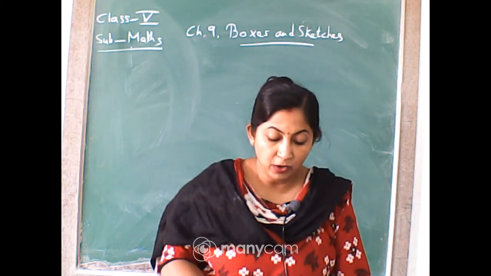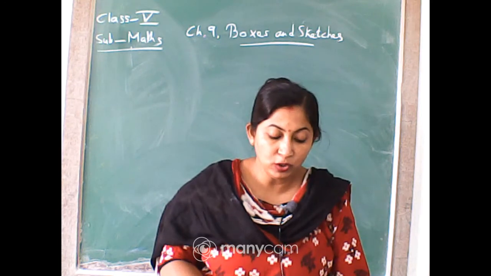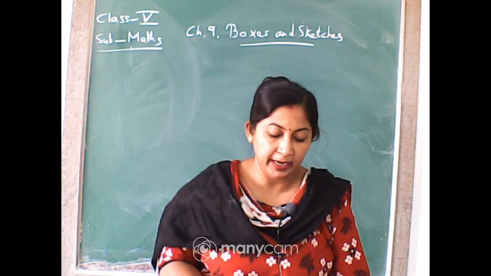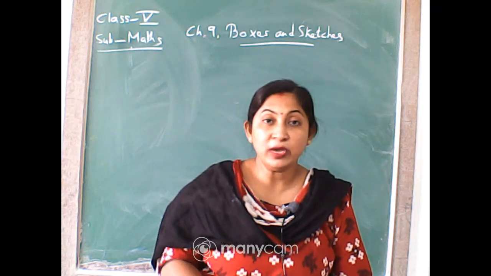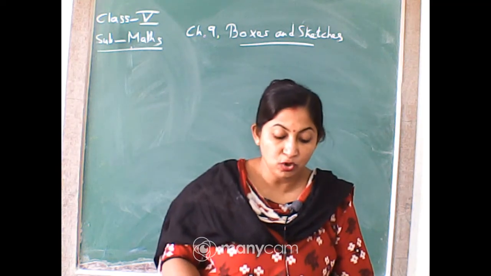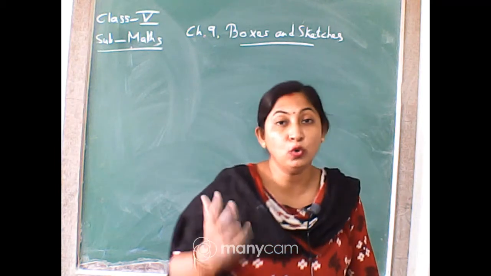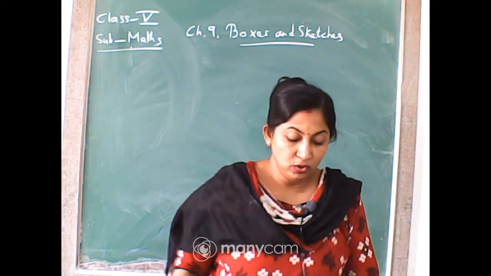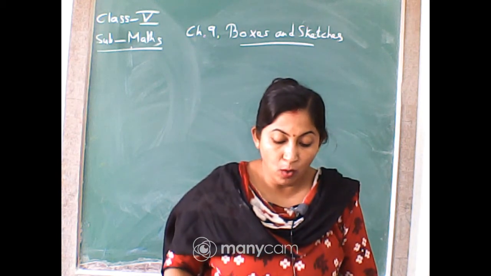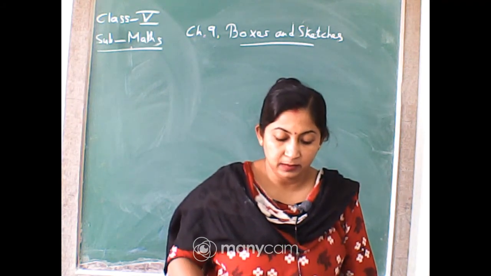Okay. Now, the second question, how many windows are there on the front side? In the front side you can see 2 windows, isn't it? So, you will write in the front side there are 2 windows, and if it is asked about the door, you will write 1 door. So, in the front side 2 windows and 1 door are there.